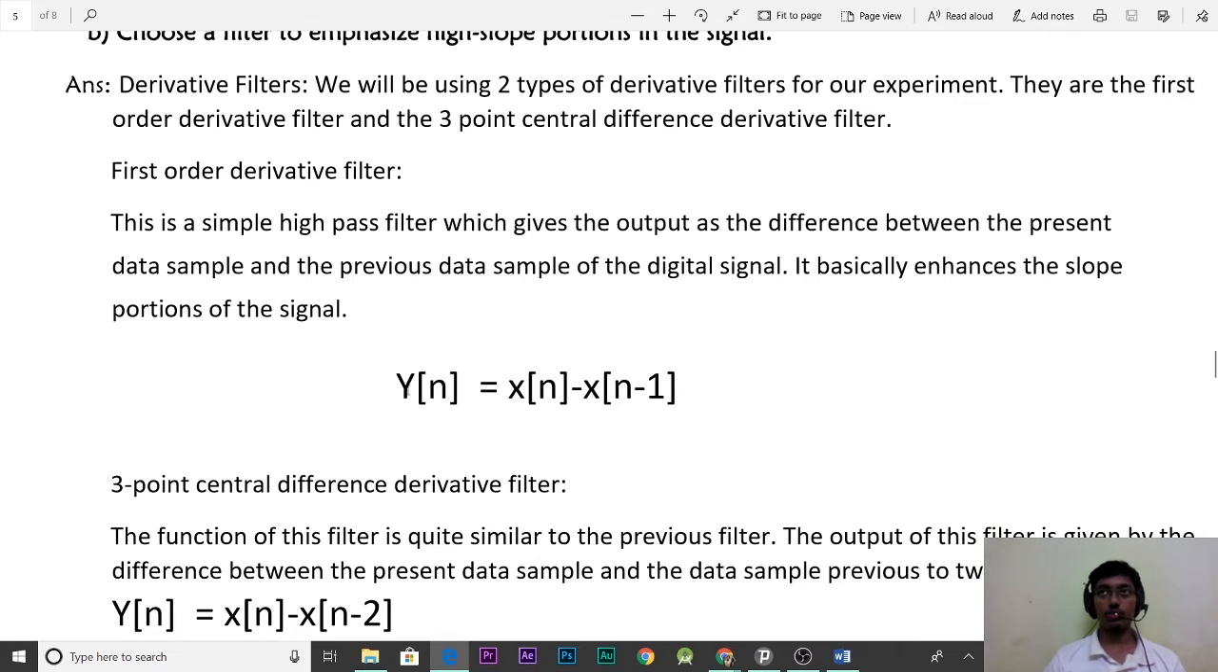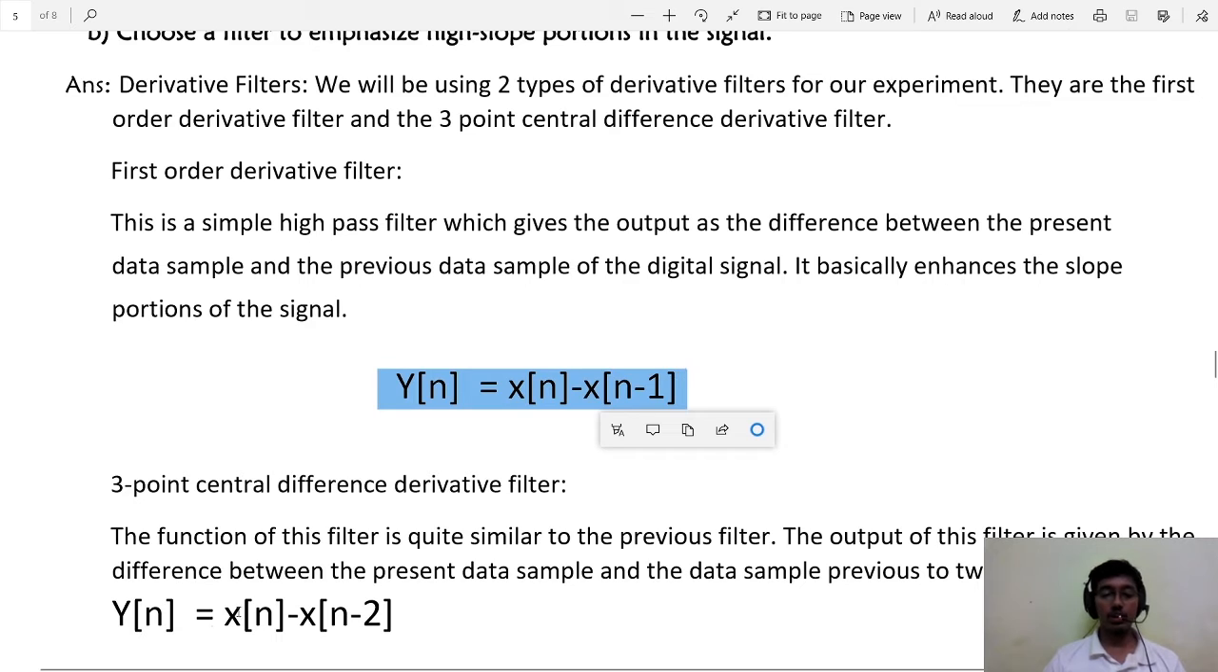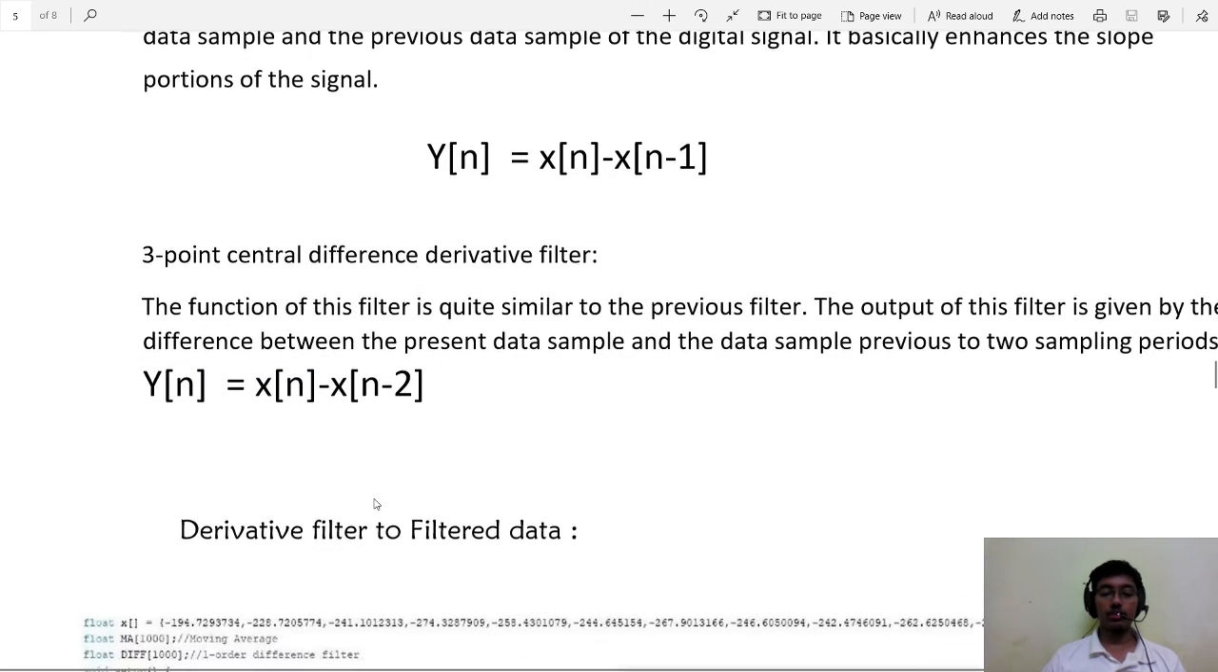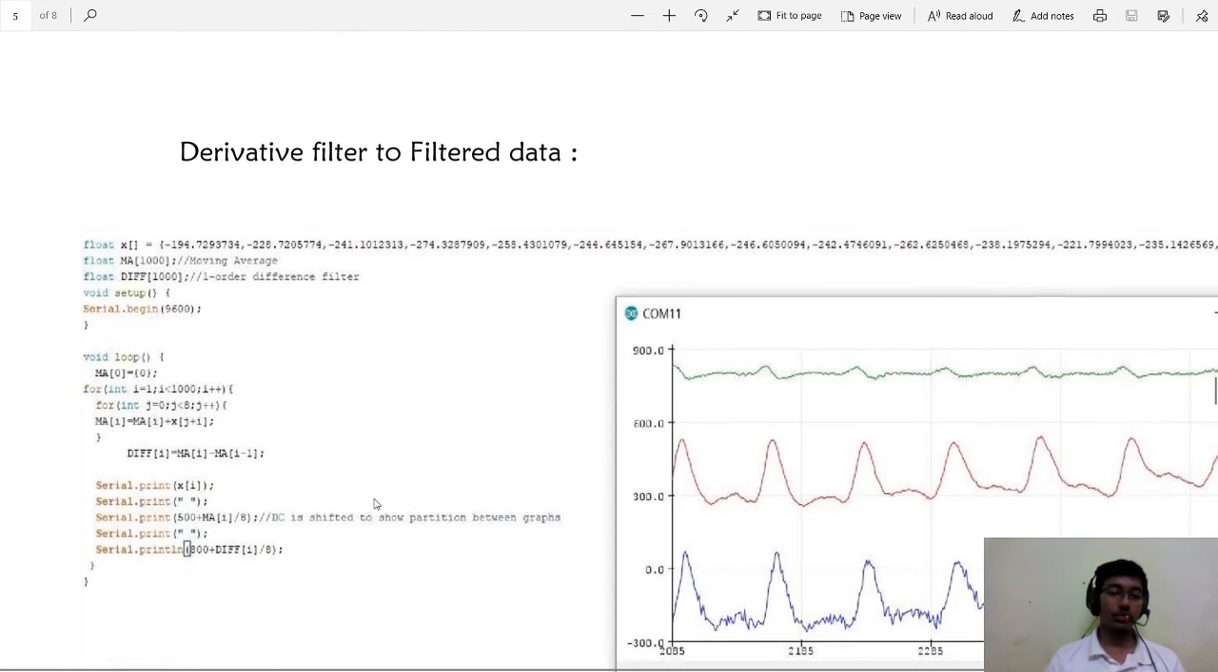y of n equals x of n minus x of n minus 1, which is given right here, and the 3-point central difference filter derivative formula is also given here. y of n equals x of n minus x of n minus 2. There is no argument in this. Now the question comes here.